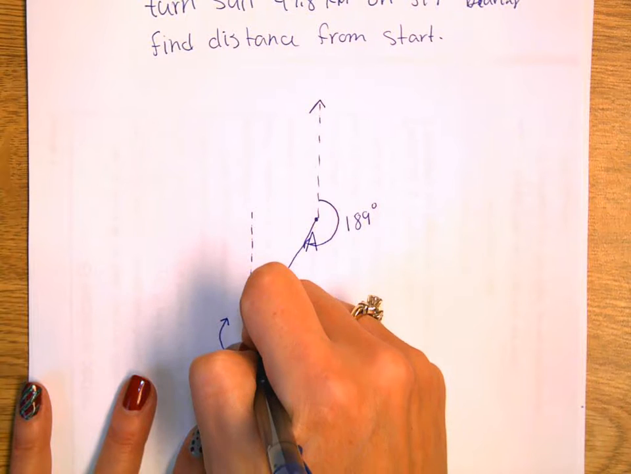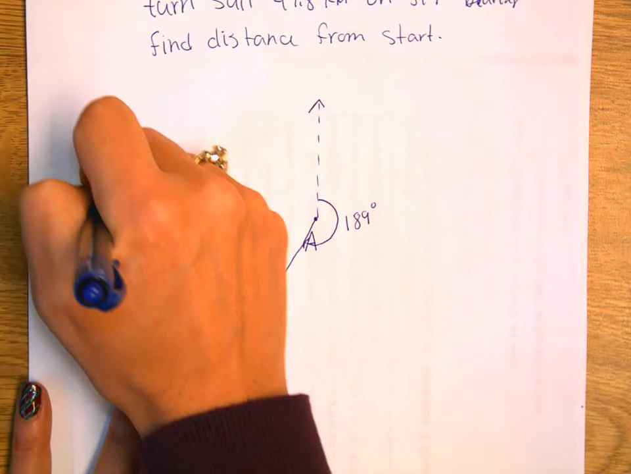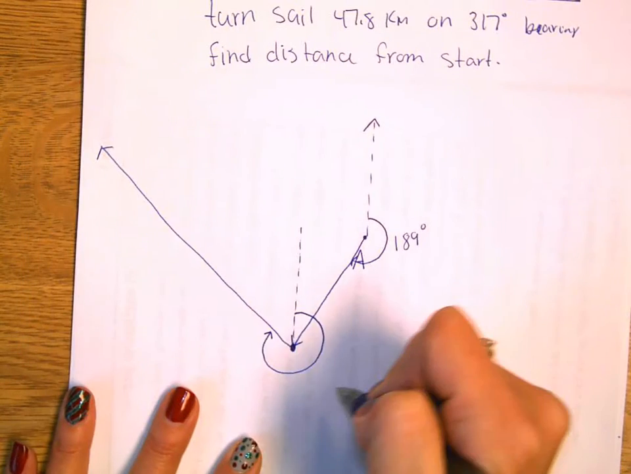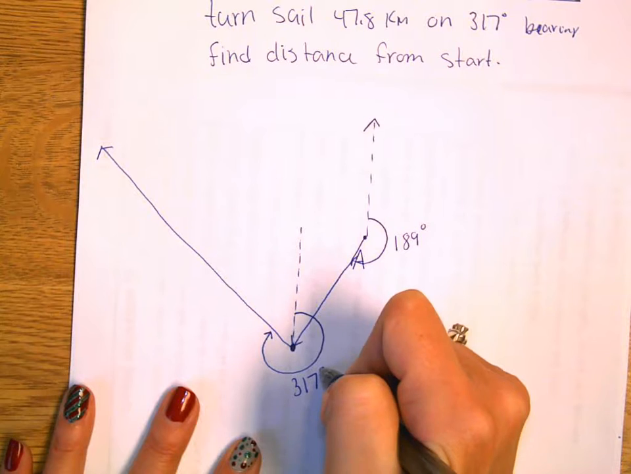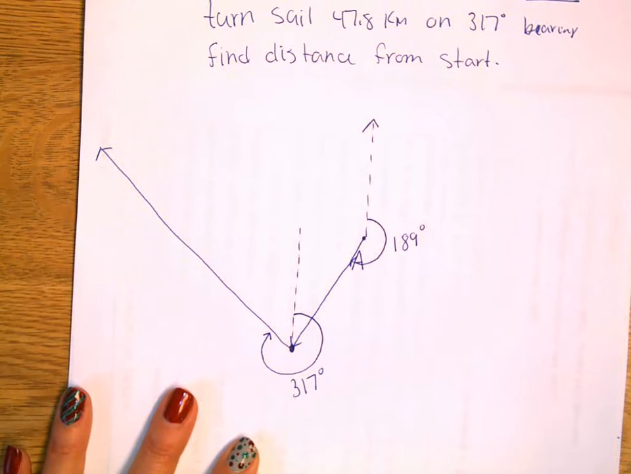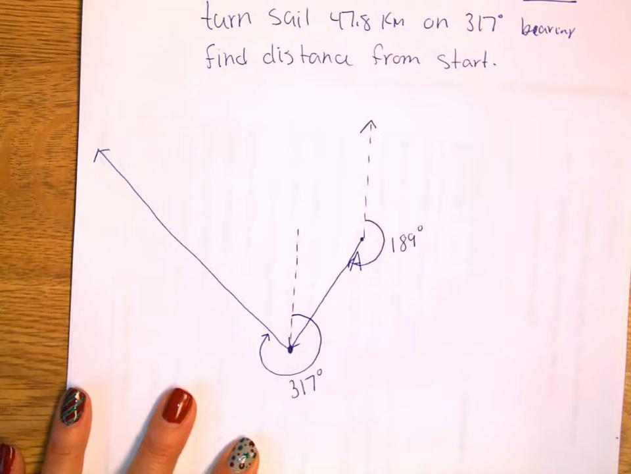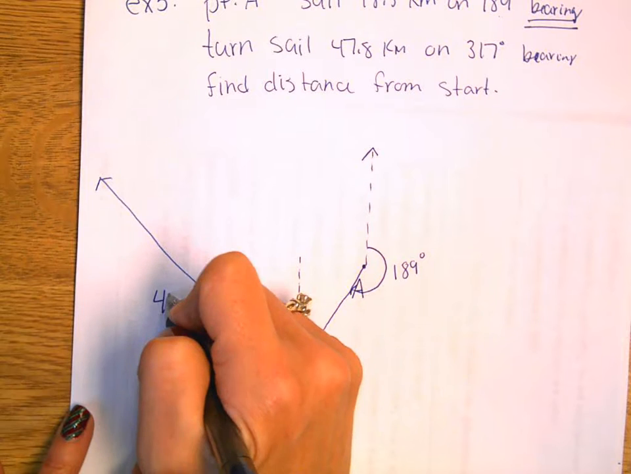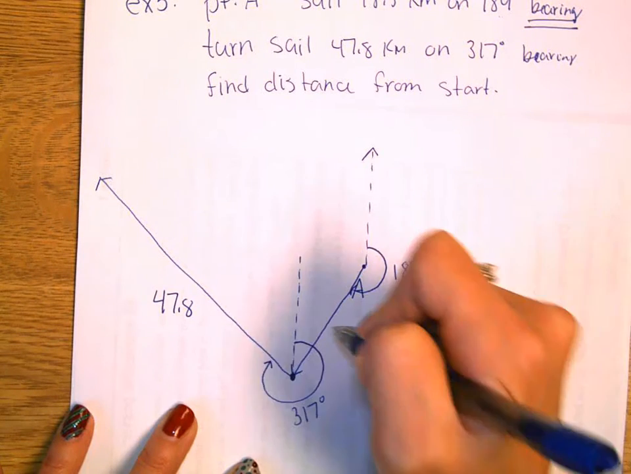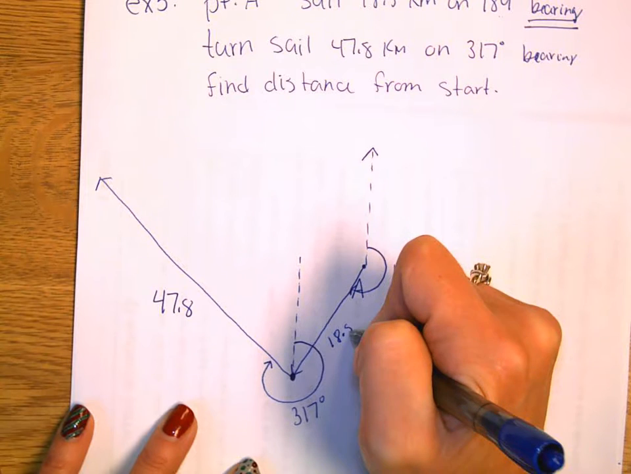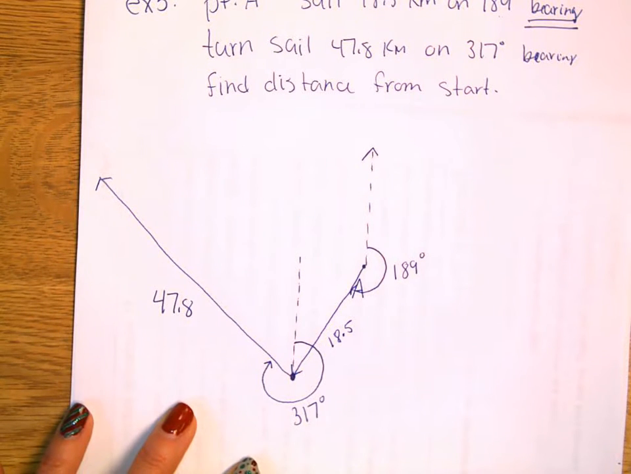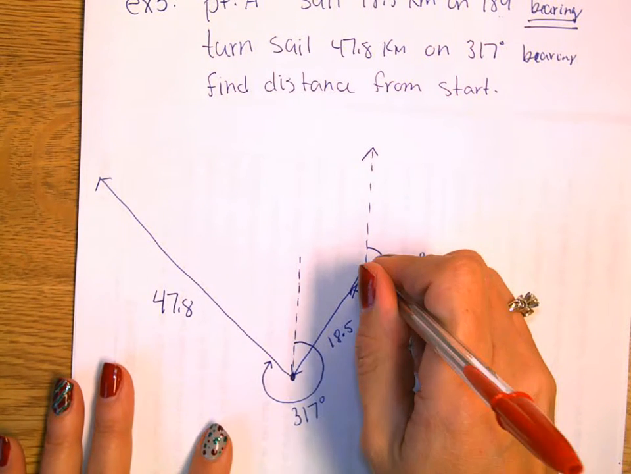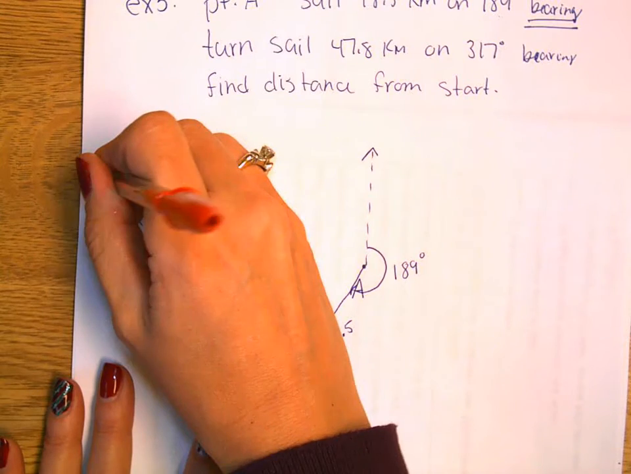Now here's this trip, and it's much, much longer than the other one. And I got to put my two distances on there: 47.8 and 18.5. And our goal is to find the distance from where I am now back to the start.